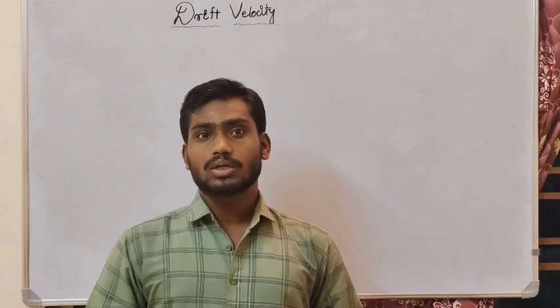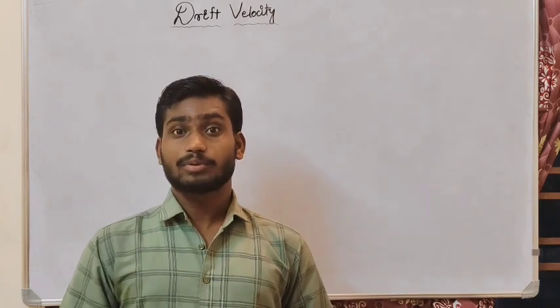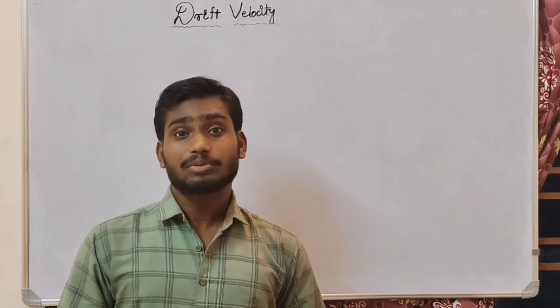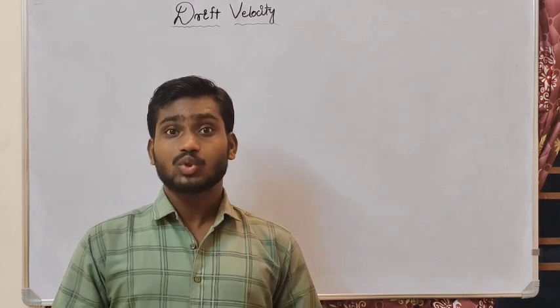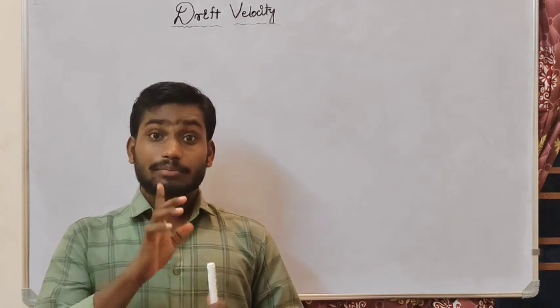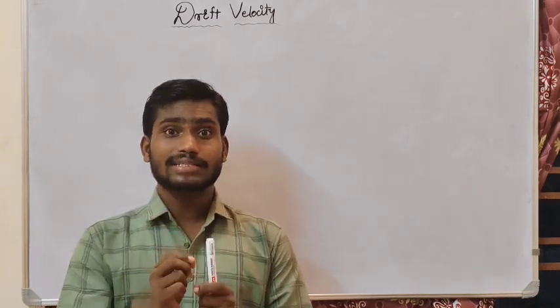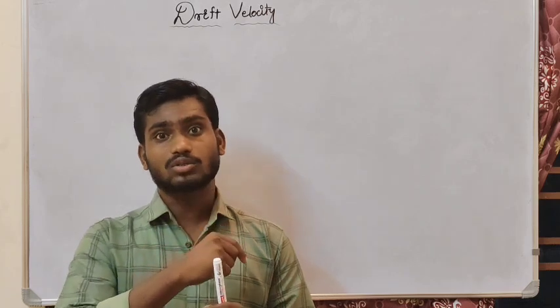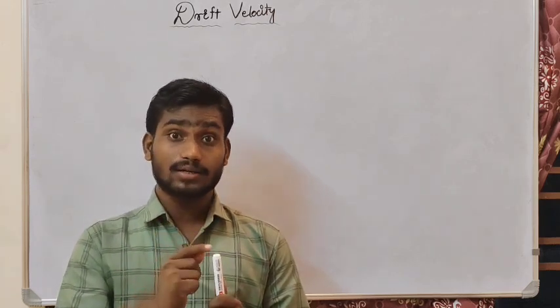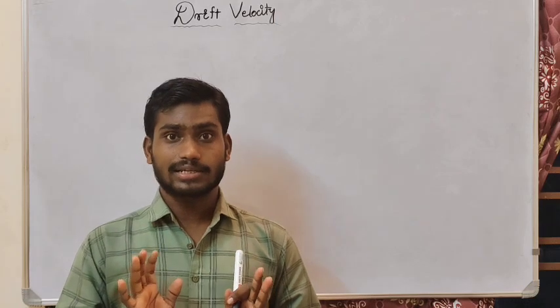I am going to calculate the drift velocity, and before calculating it, first we will see what drift velocity is. Drift velocity is the velocity with which free electrons inside a conductor drift towards the positive terminal of the battery or cell connected in the electrical circuit.